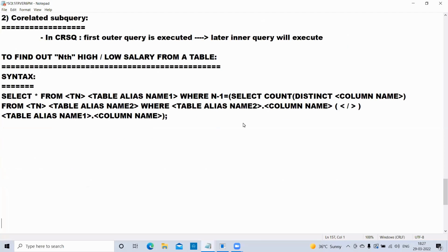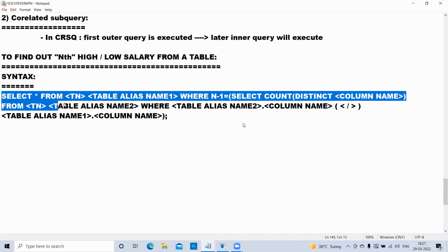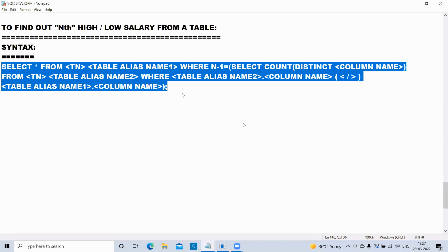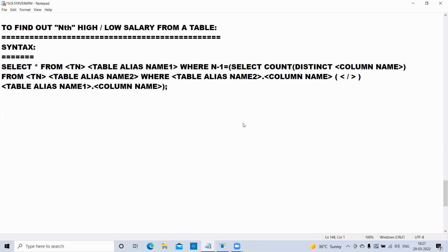This is to find your nth highest or lowest salaries. The syntax may look very big, right? But I will explain each and every point here, what is happening. So let me come to my first example based on the syntax.